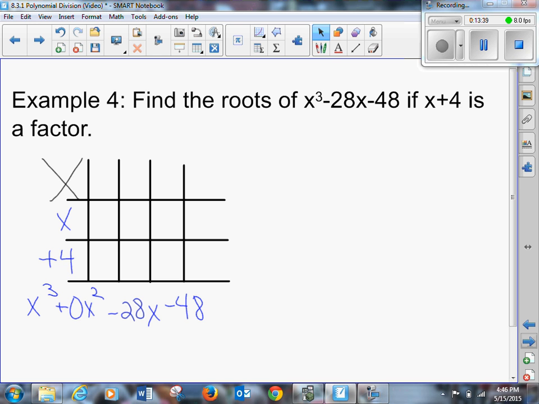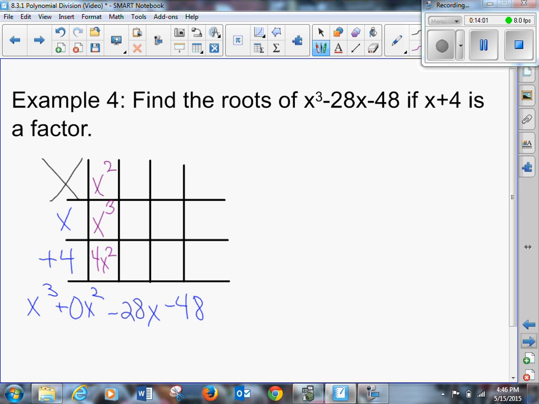Okay. So again, we take what we have initially. We've got the x cubed as the first term, and that goes here. So now we say x times what gives us x cubed, and that has to be an x squared. So again, x squared times x gives me x cubed. Now I multiply the x squared times the 4, and I get 4x squared.